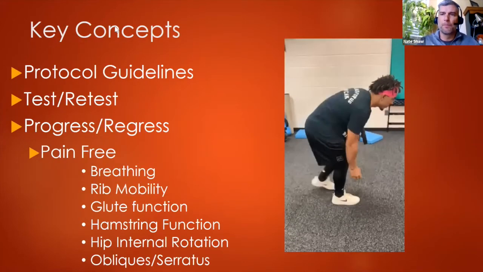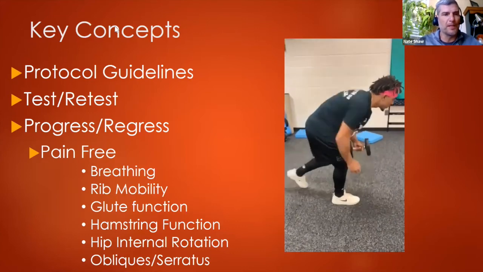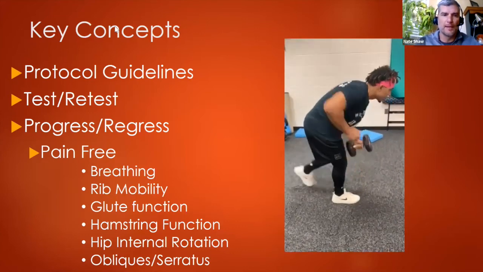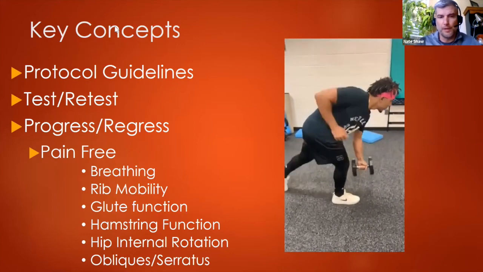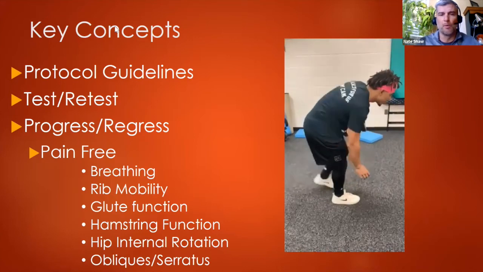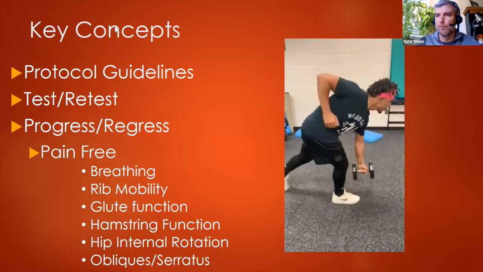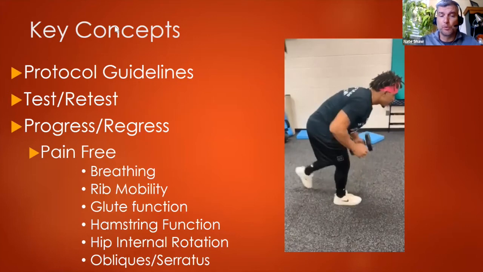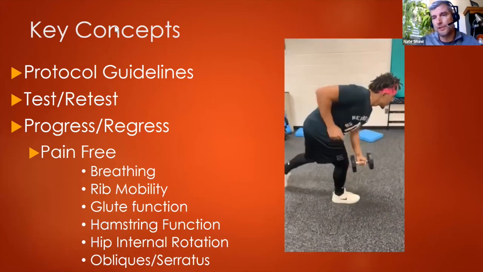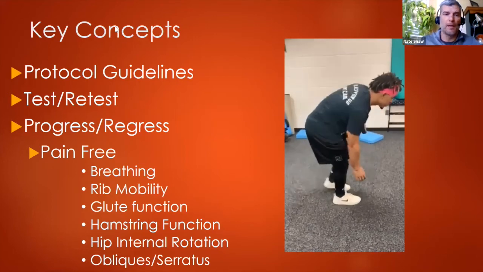For me, the important part in all this is, look, stay within the guidelines, and then let's just do a test retest. Let's make sure we're on the right thing. Let's be critical thinkers, and let's progress when we can and regress when we have to. Now, what we're going for is pain-free, and then we're going to go breathing, rib mobility, glute function, hamstrings, internal rotation, just getting the body to be able to move. And all the while, we're going to really try and reestablish good, strong oblique function, and that means we're going to have the serratus in there, and we're going to get everybody working together, and that's kind of the plan.